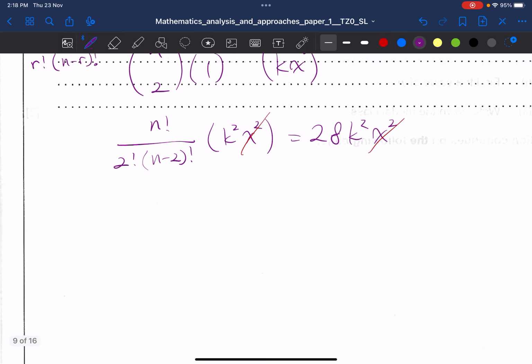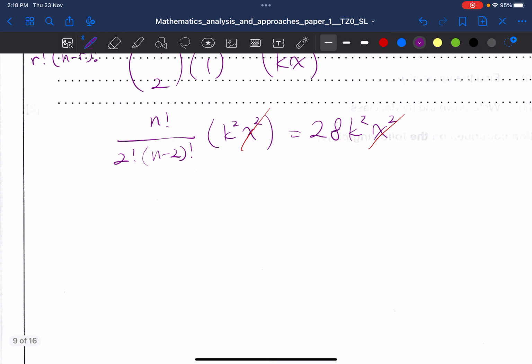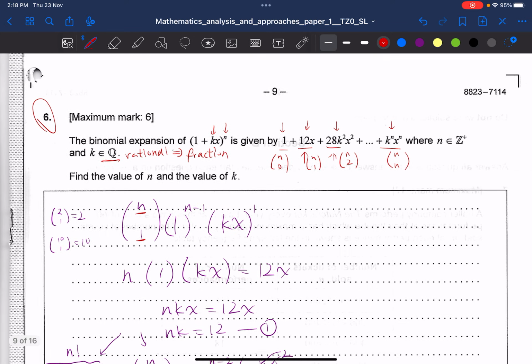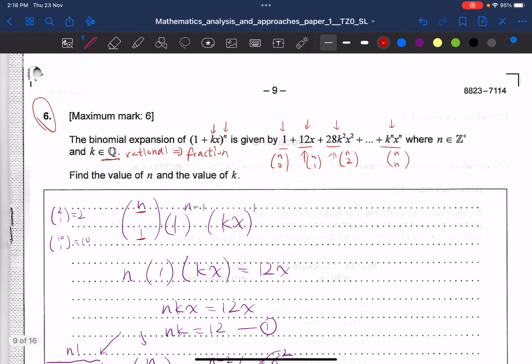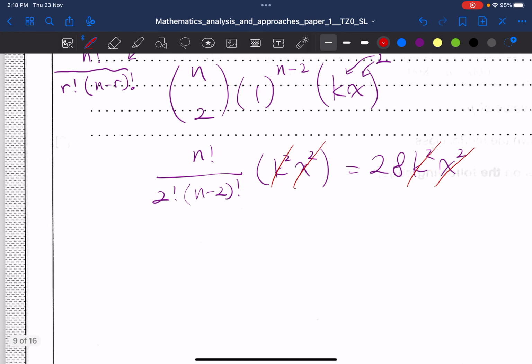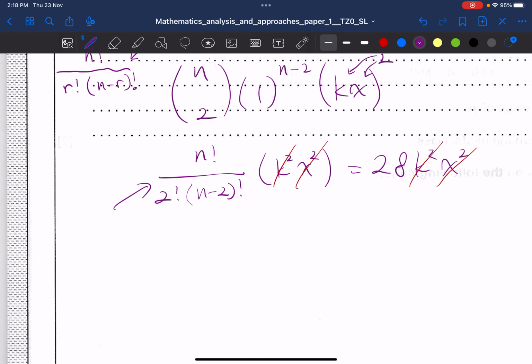And then both of them have k squared as well. So assuming k is not 0, of course. I didn't tell you that. It's a rational number, right? Let's hope for the best. So at the end, we just need to solve this equation here.